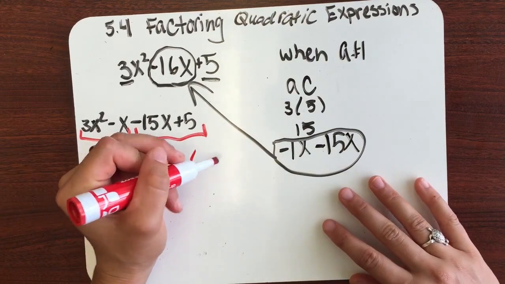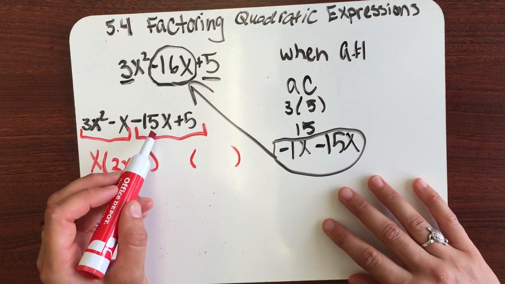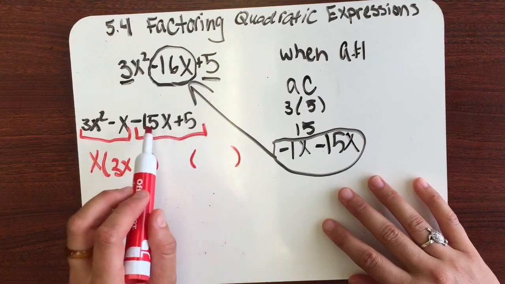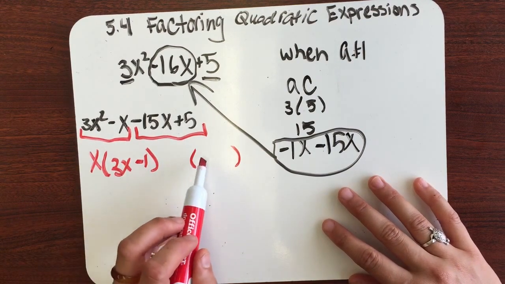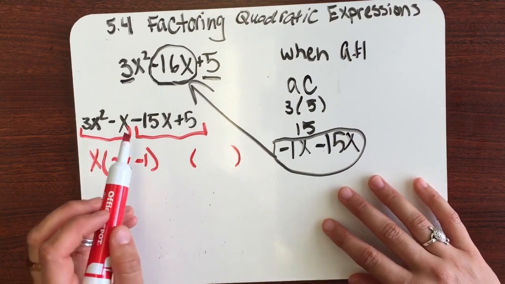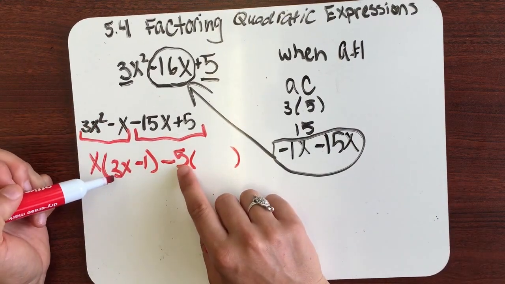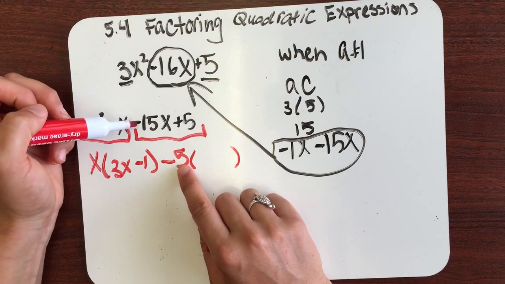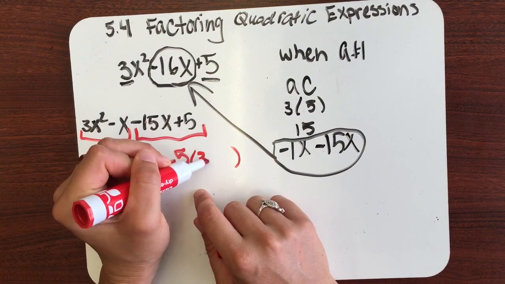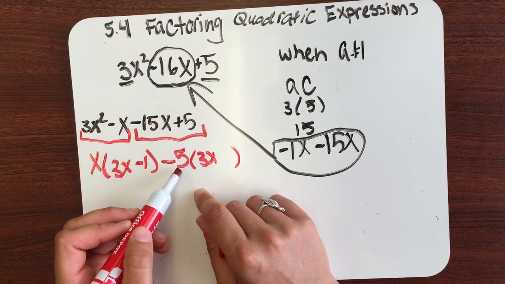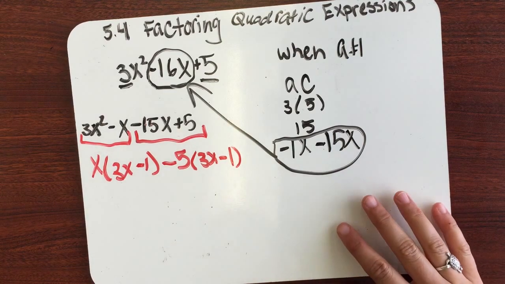And then we have to have the same binomial left over when we take something out of this. So we look at what's the greatest common factor for the last two terms, and we also want to have 3x minus 1 left in our binomial. So we're going to take out a negative 5 here, and then we'll be left with this same binomial. So negative 15x divided by negative 5, that's going to give us a 3x. 5 divided by negative 5 is a minus 1. And then we're almost done.